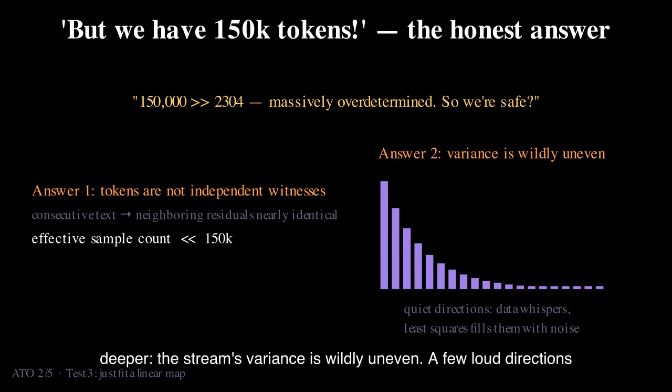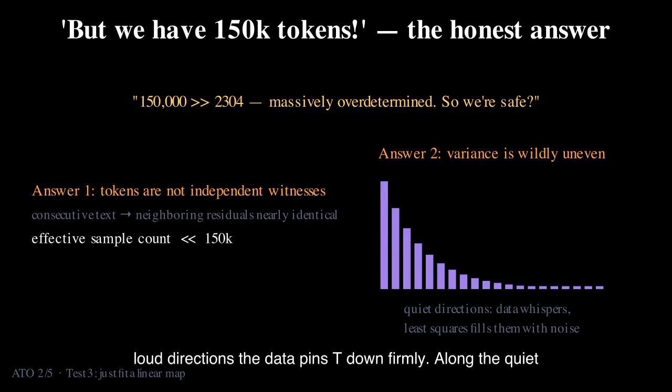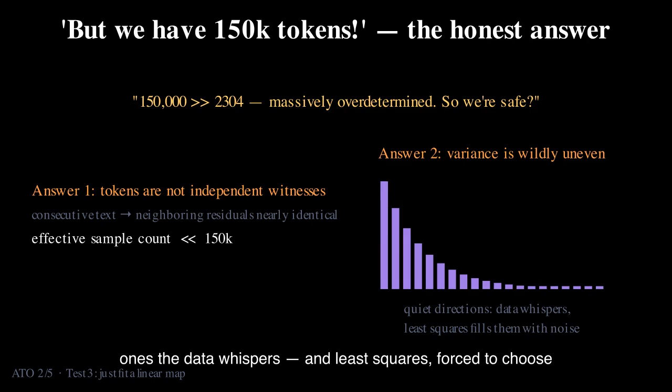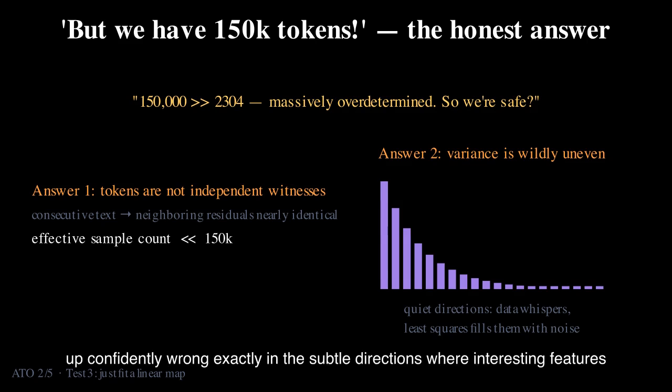Second, and deeper, the stream's variance is wildly uneven. A few loud directions carry almost everything. Thousands of quiet directions barely move. Along the loud directions, the data pins T down firmly. Along the quiet ones, the data whispers. And least squares, forced to choose something, fills those directions with amplified noise. The fitted map ends up confidently wrong, exactly in the subtle directions where interesting features live.